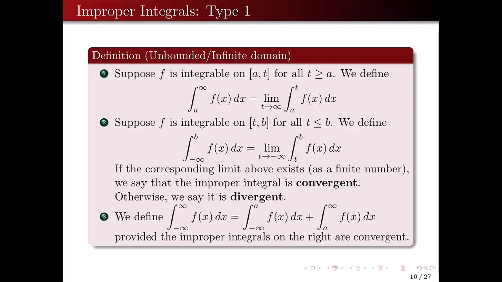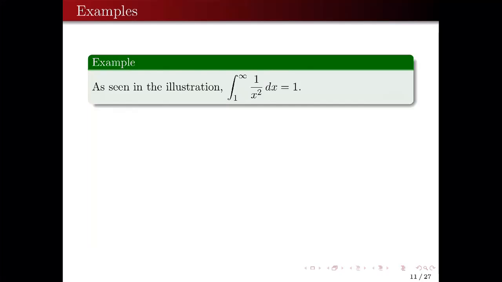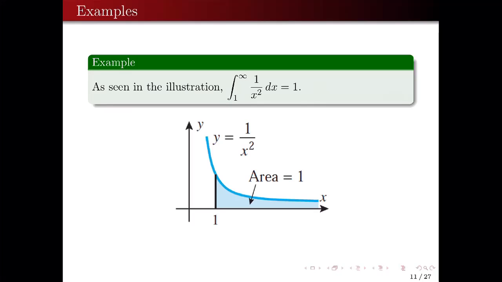Let us look at this. From the illustration, we got the improper integral from 1 up to plus infinity of 1 over x squared dx, and we saw that it was equal to 1. So in here, we started from some b here or some b here or some b here, but we let b approach infinity.